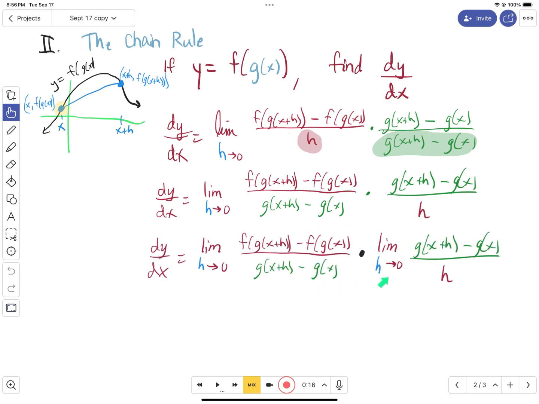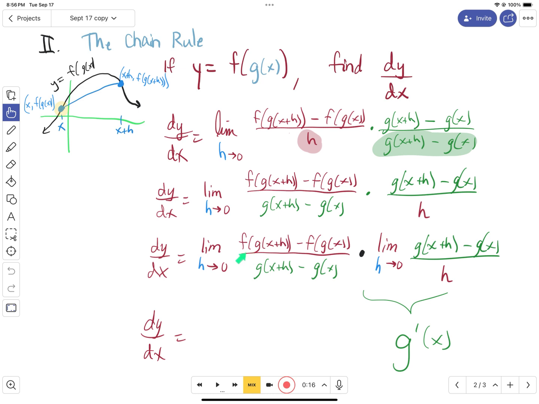All right, now look at what we have. We should recognize this as the derivative g prime of x. And you recognize this limit as h approaches 0. Notice that's just a difference quotient for the composition of functions f of g of h.